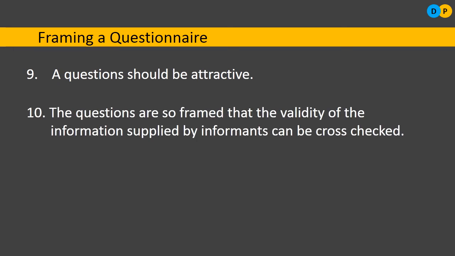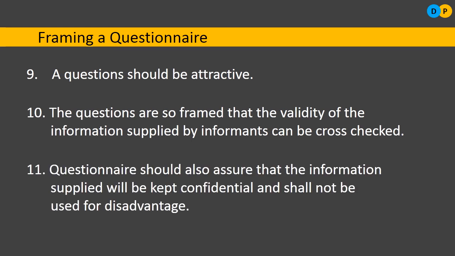Next, the tenth thing is that the questions are so framed that the validity of the information supplied by the informants can be cross-checked. How do we frame the questionnaire? It should be framed in such a fashion that after collecting the data from the respondents, if the investigator or the enumerator wants to cross-check whether the values given by the informant or respondent are correct or not, that can be done easily. So there should always be a chance of cross verification of the data provided by the informant.